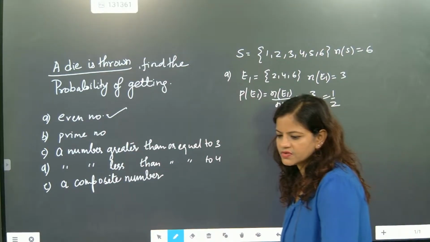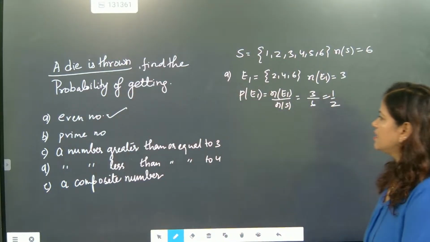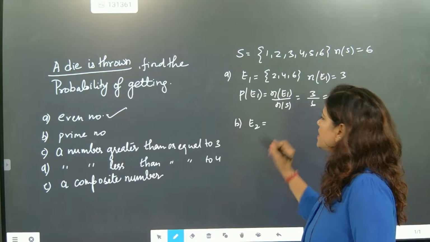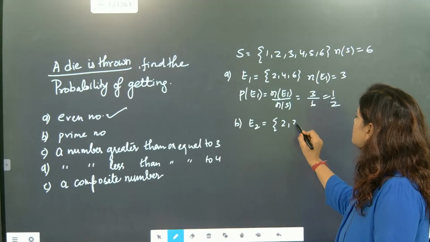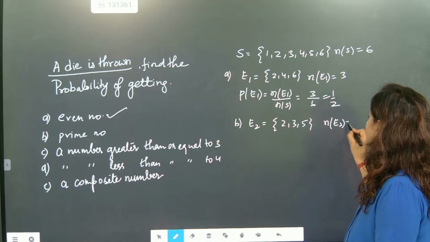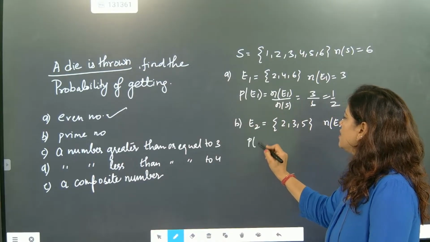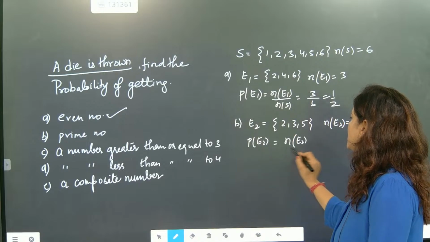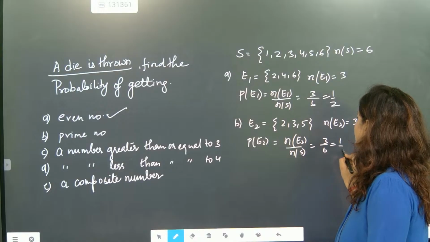Absolutely correct, Siddharth, first one. Super. Now the second event, E2, is prime numbers. So what all prime numbers are there? 2, 3 and 5 are prime numbers. So n(E2) is 3, and probability of getting event E2 is n(E2) by n(S). So that is 3 by 6, that is 1 by 2.